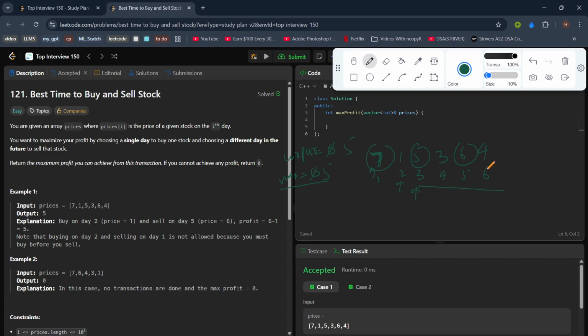Now after 5 we need to find the largest element, which is 6. So 6 minus 5 is 1. Our current profit will be 1, but our max will not change because the profit has not increased yet. Now we'll move on to the next index 4.